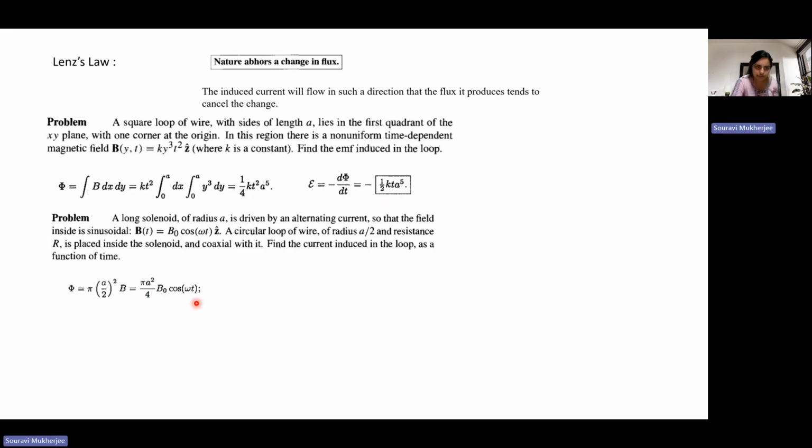which is B naught cos omega t for a certain time. Now you want to find the rate of change of flux, basically EMF. So you do a time derivative. If you do a time derivative, this is what you get.